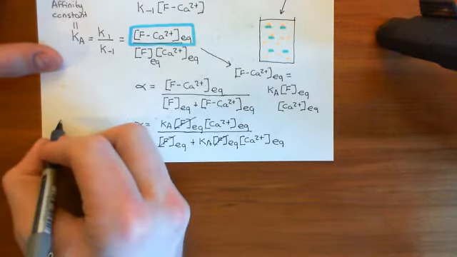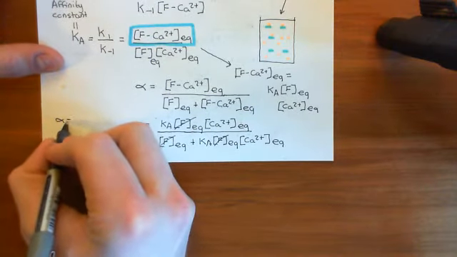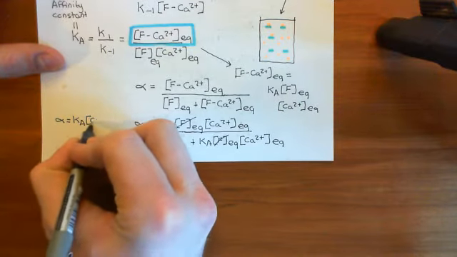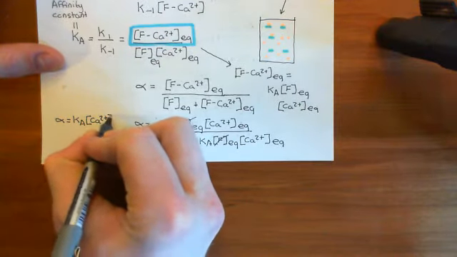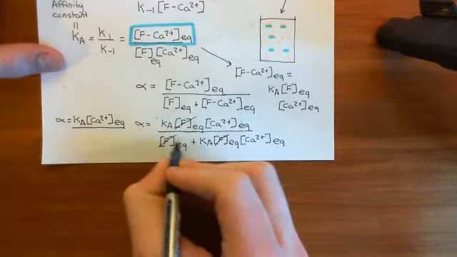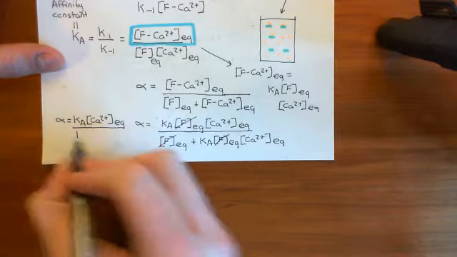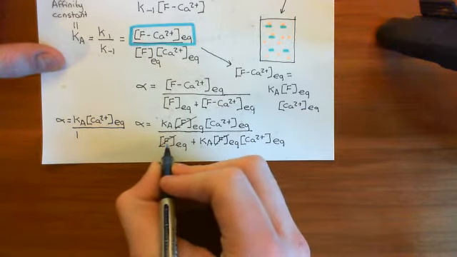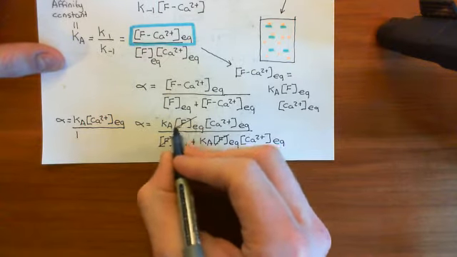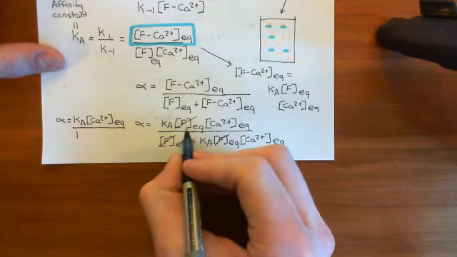And what this equation finally becomes is that alpha is equal to Ka times the concentration of calcium which is free at equilibrium, divided by, we have a 1 here. So remember, we didn't just cancel that off. What we did is we divided by the concentration of Fluo-4 that's free at equilibrium.